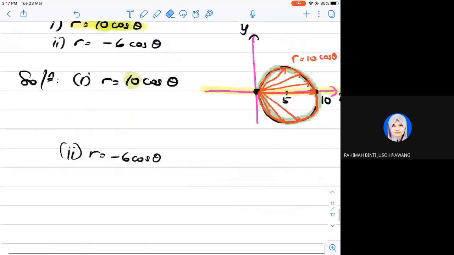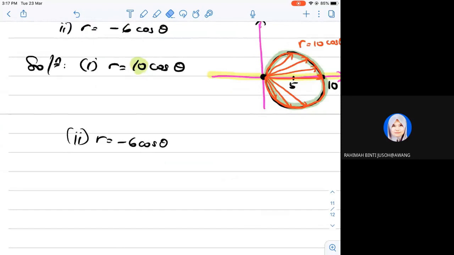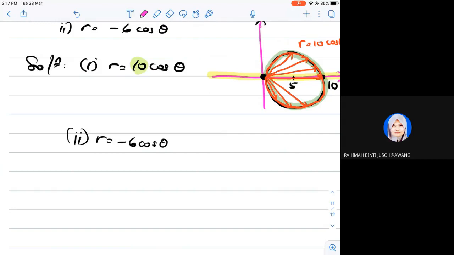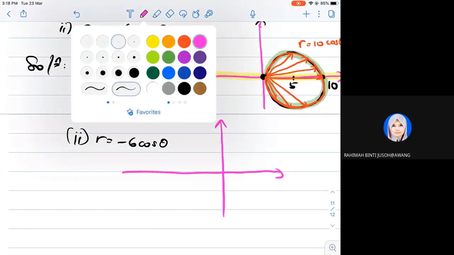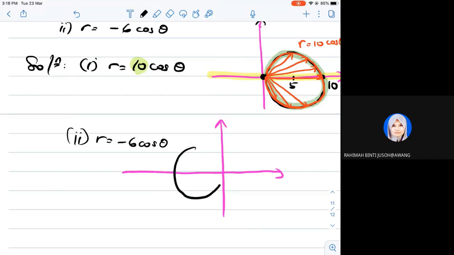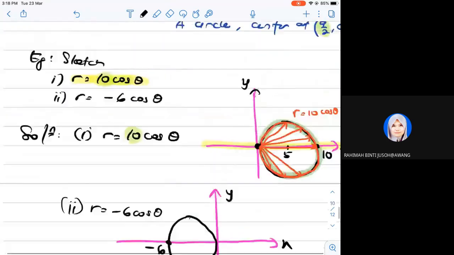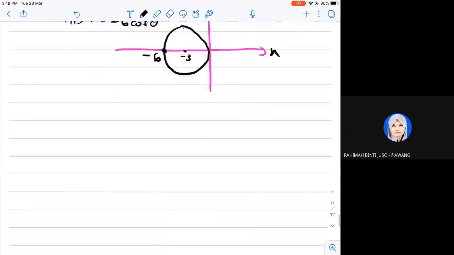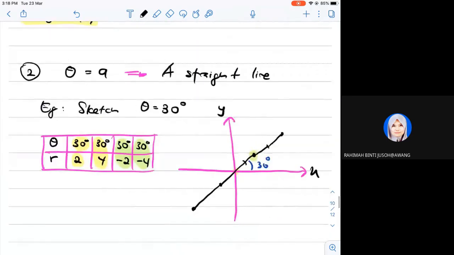Okay, now. Negative 6 cos theta. So where is the position of the circle? We already know it will be a circle. On the left hand. Yes, so on the left side. So X, Y. So this is negative 6. That's it, center negative 3. If you are diligent, you can plot the center. Okay, next. Question number, earlier 1, 2, 3, 4.